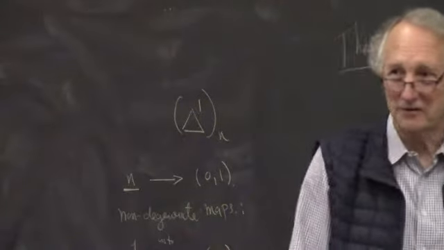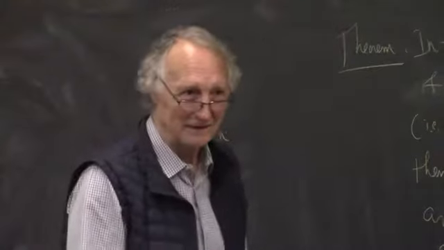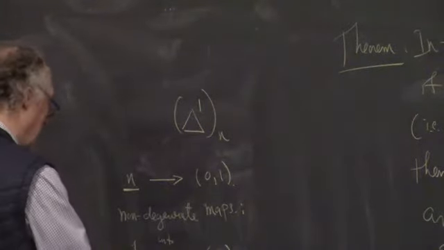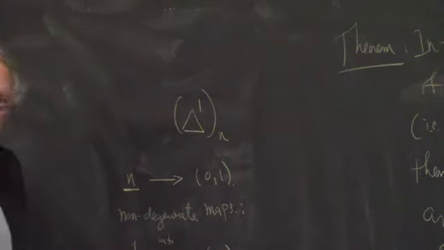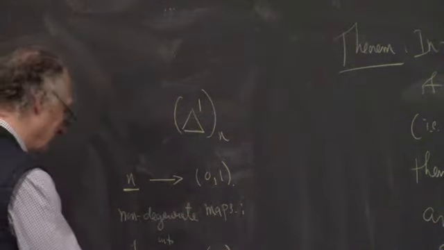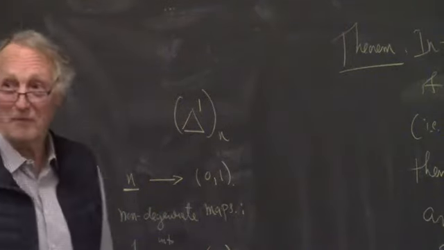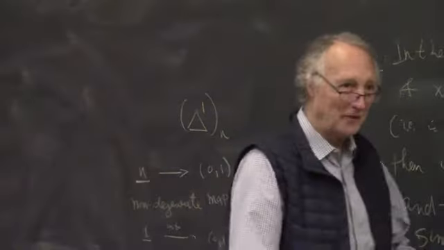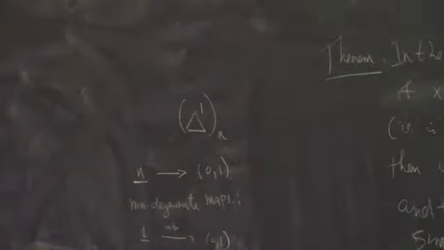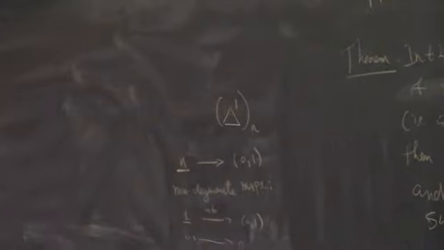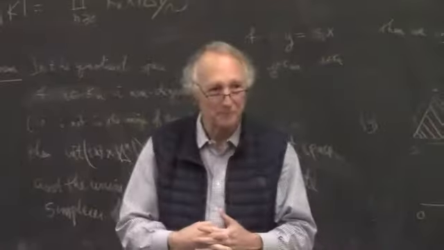Are there any others? 0 to 0. Any others? 0 to 1. That's it. Every other map is degenerate. Every other map will have to collapse two successive indices, one after the other. And that means it's degenerate.